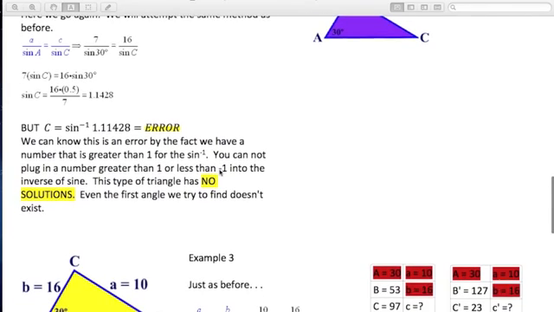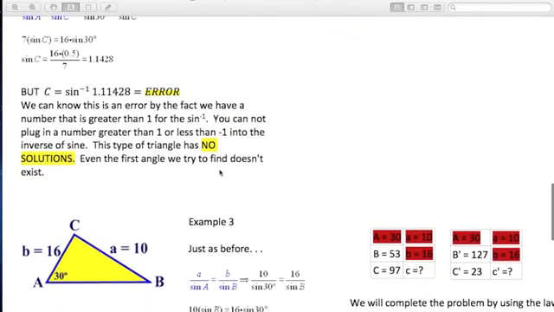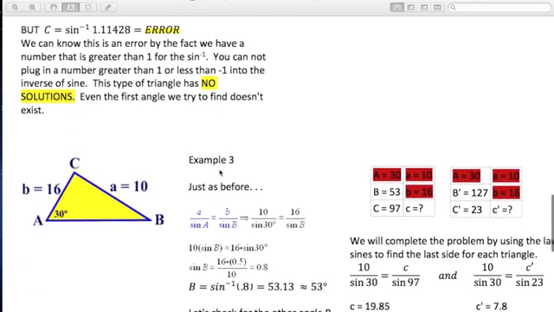The third example is the one where we have the biggest issues. Save the best for last.